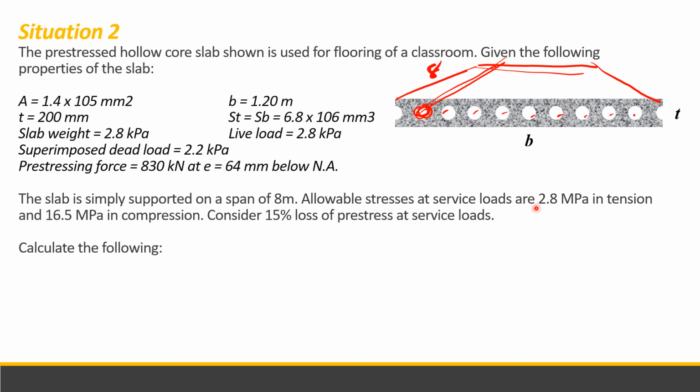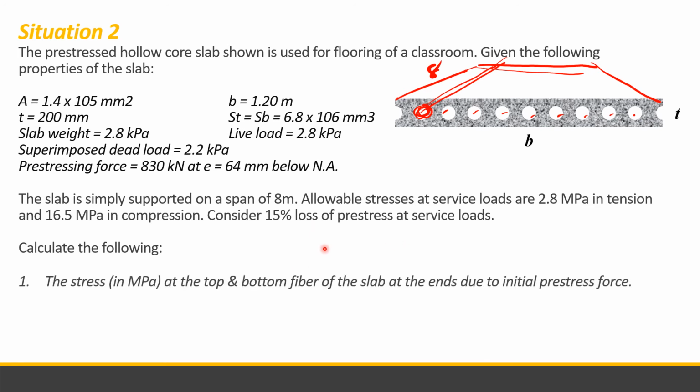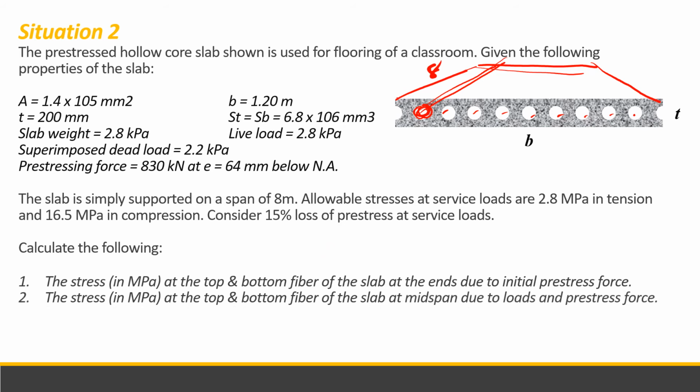So for this case, our slab has a limit of 2.8 megapascal on tension and 16.5 megapascal on compression. So that is the strength of our slab. Still, we are considering a 15% loss of pre-stress at service load. We are required to calculate the following. First is the stress in MPa at the top and bottom fiber of the slab at the ends due to initial pre-stress, same as the example earlier.